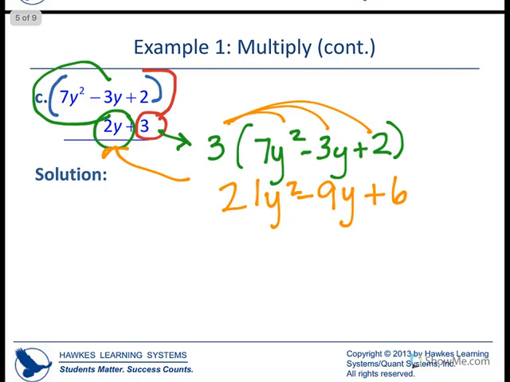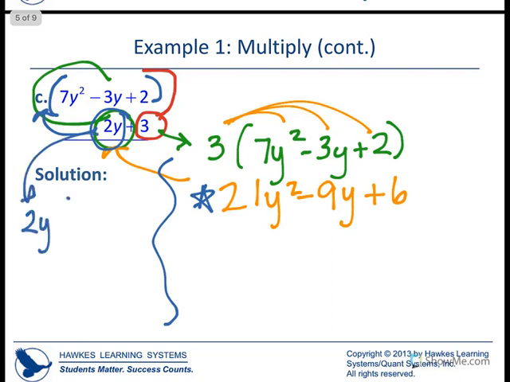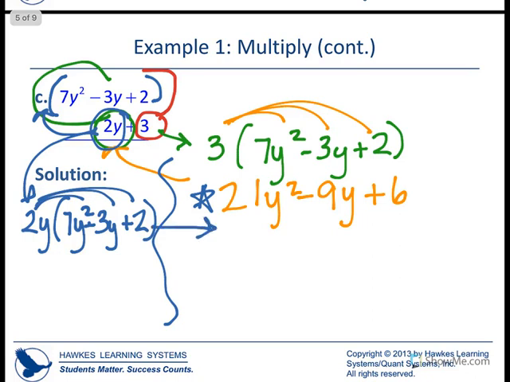But you have to remember that you are not multiplying this one by 2y. You are multiplying 2y by this one. Okay? So I'm going to do this off to the side. So I'm taking that 2y, and then I'm going to multiply it by 7y squared minus 3y plus 2. And then I'm going to distribute that. And whatever I get from that is going to go underneath here where I can combine it.